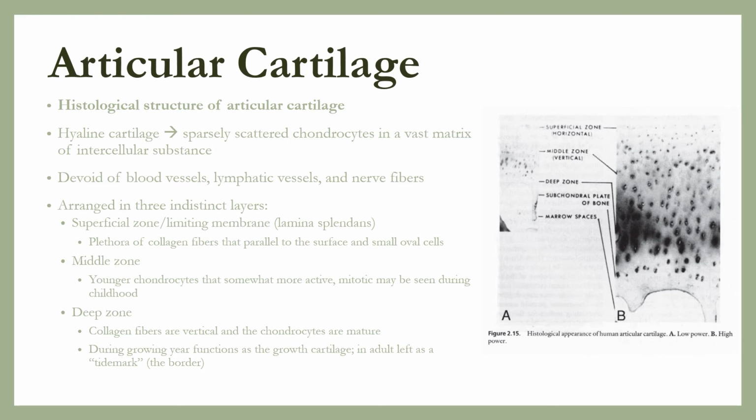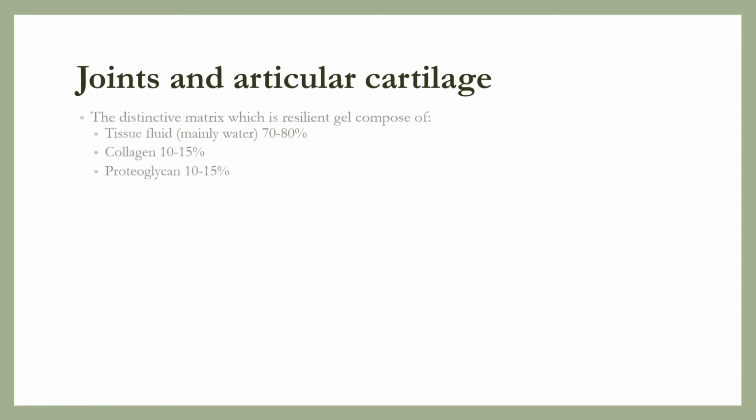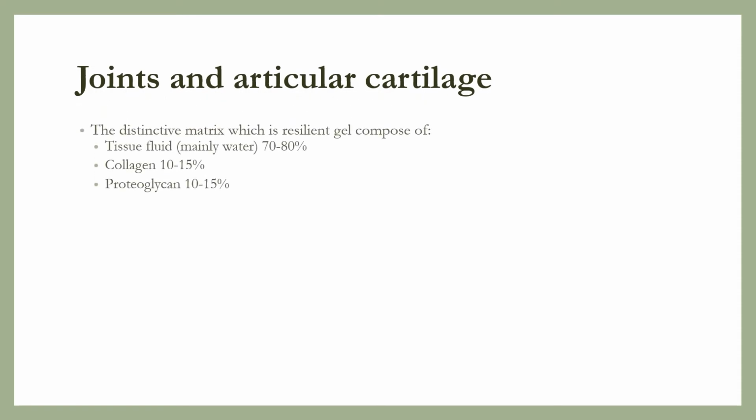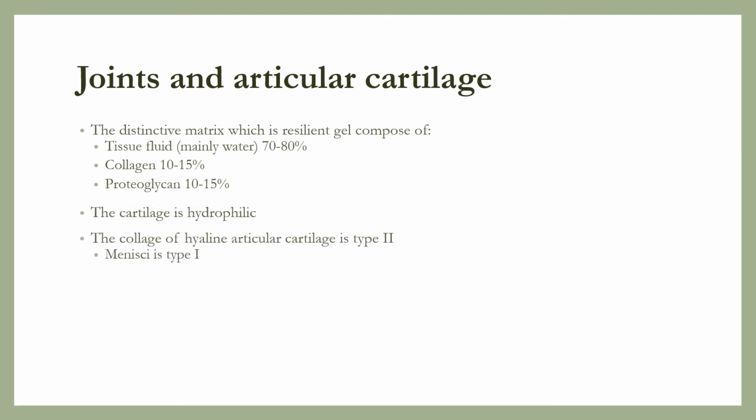During growing years, it functions as the growth cartilage. In adults, it is left as a tight mark. Joints and articular cartilage. The distinctive matrix, which is a resilient gel, is composed of tissue fluid for 70 to 80%, collagen for 10 to 15%, and proteoglycan for 10 to 15%.